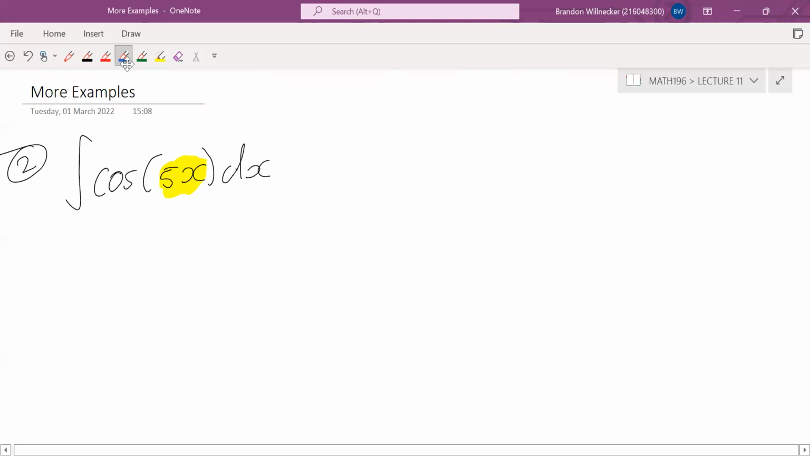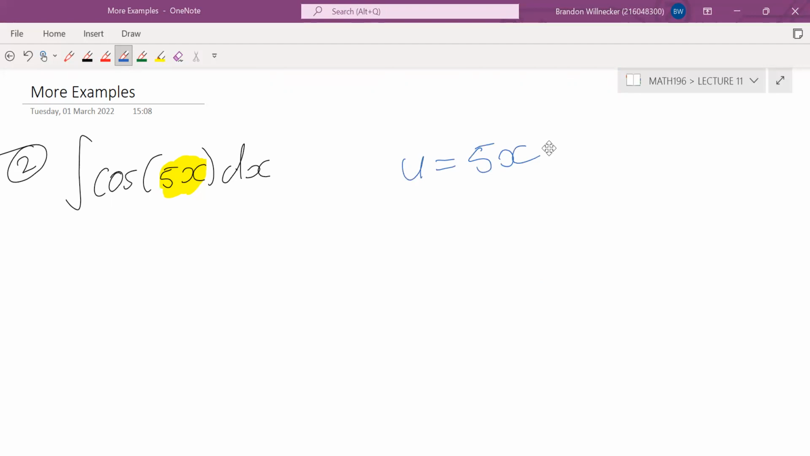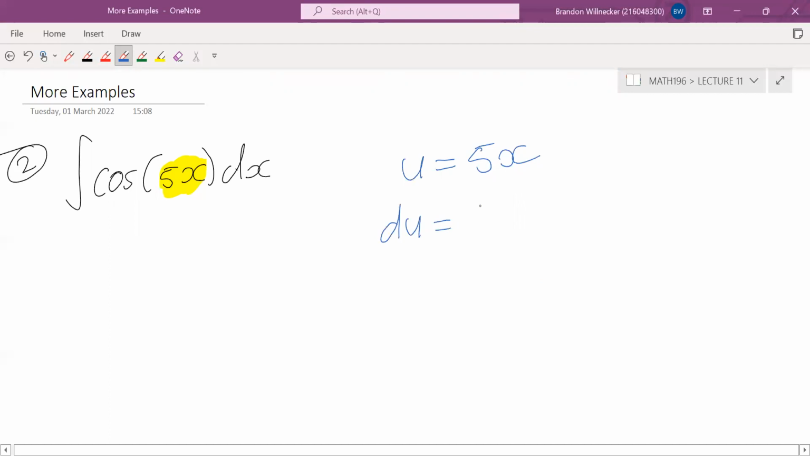So what do we do? We let u be this inside function. So u is equal to 5x. So that is how we are going to go from x variables to u variables. But we also need to change the dx differential to become a du differential. Well, we've got u as a function of x, so we can use that to find du. So du is going to be du by dx.